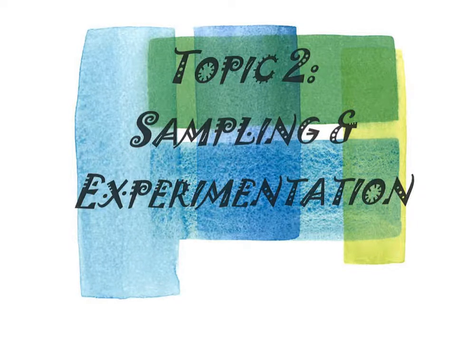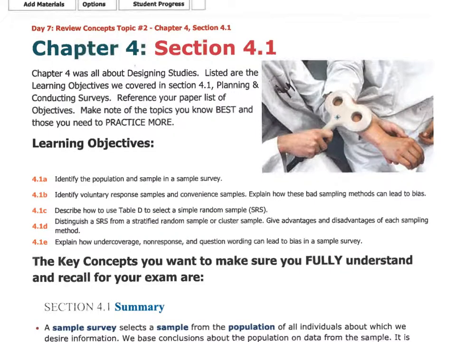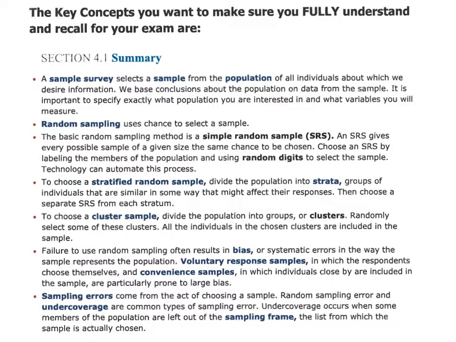Now for day 7, 8, and 9, we're going to move on to topic 2, which is primarily all of chapter 4 about sampling and experimentation. Now day 7 is just going to focus on section 4.1, which was when we addressed how to take a good sample, what is an SRS, talking about undercoverage and response.